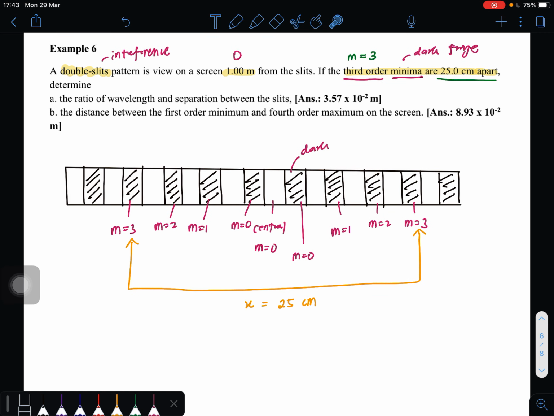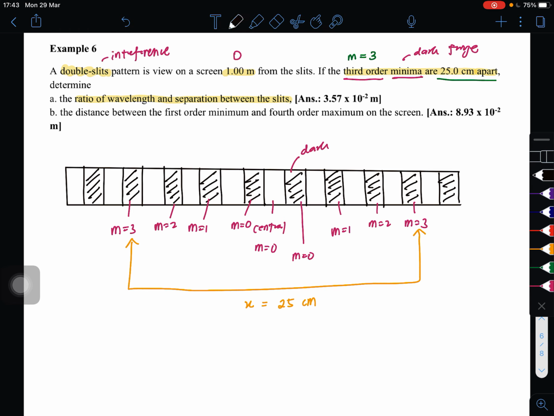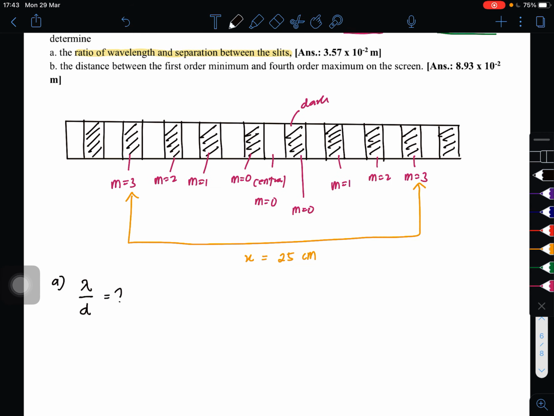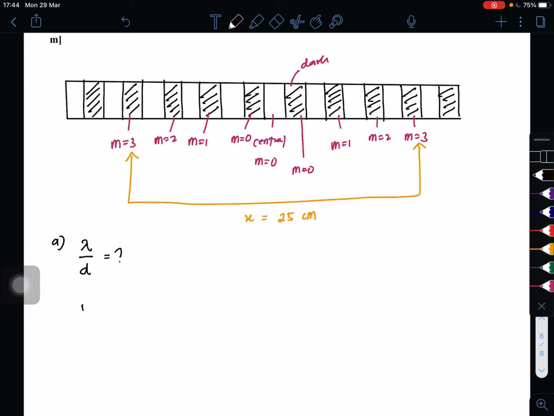Okay, so now first question, the ratio of wavelength and separation between the slits. So we want the ratio of wavelength and separation between the slits. Okay, maksud ratio dekat sini adalah bahagi. Okay, we have wavelength, lambda, bahagi dengan separation slit, which is the small d. So this is what we want. And then since this one adalah dark fringe, so keluarkan dahulu formula. Y is equal to M plus 1 over 2 lambda D over d. Okay, so dekat formula ni kamu sudah boleh nampak lah. This one is what we want. This value, lambda over d.